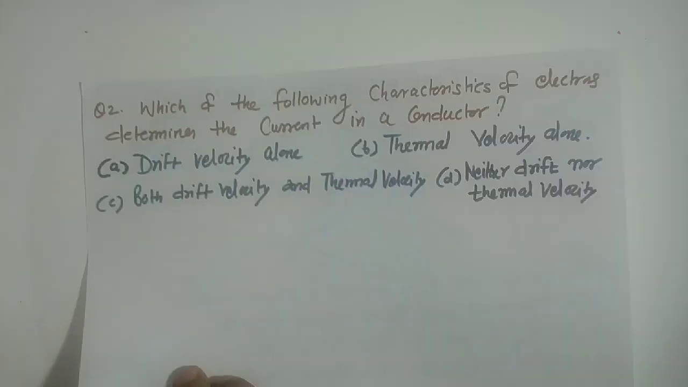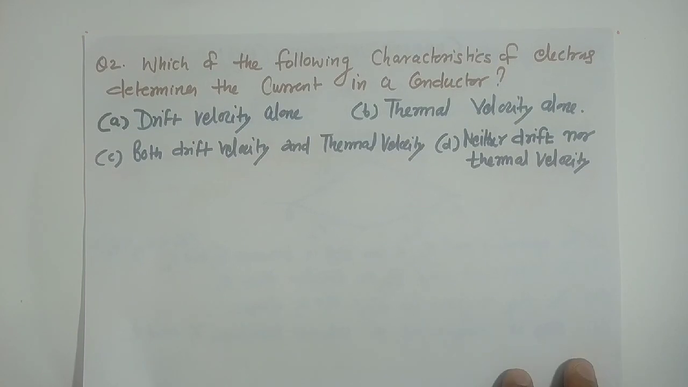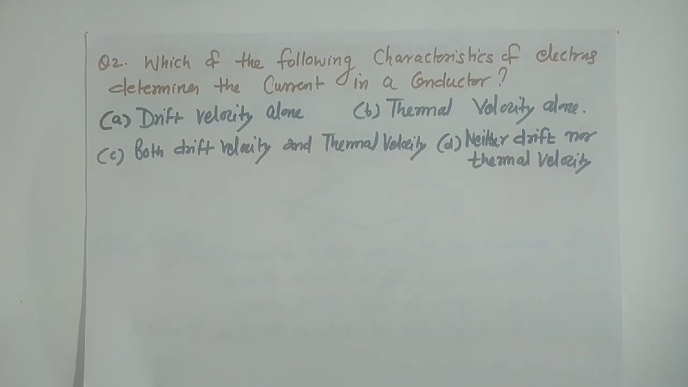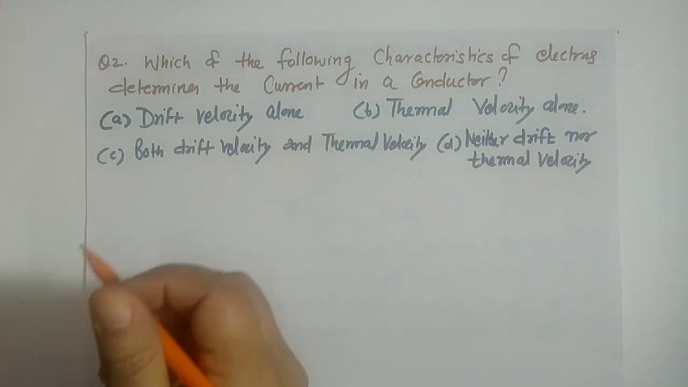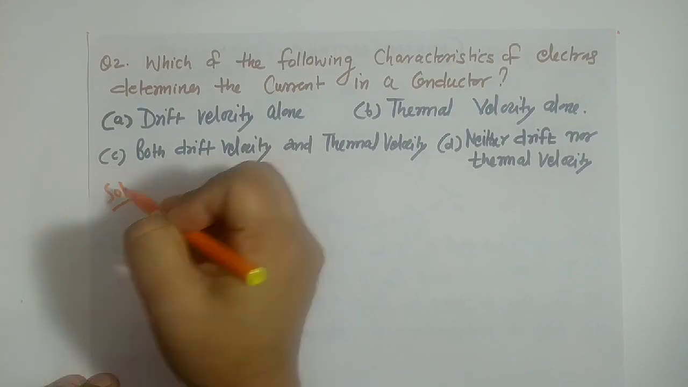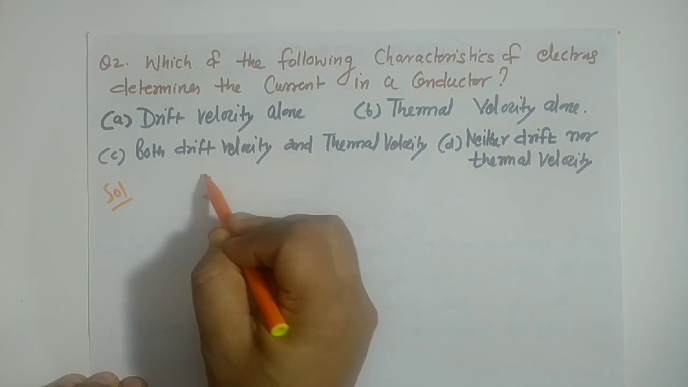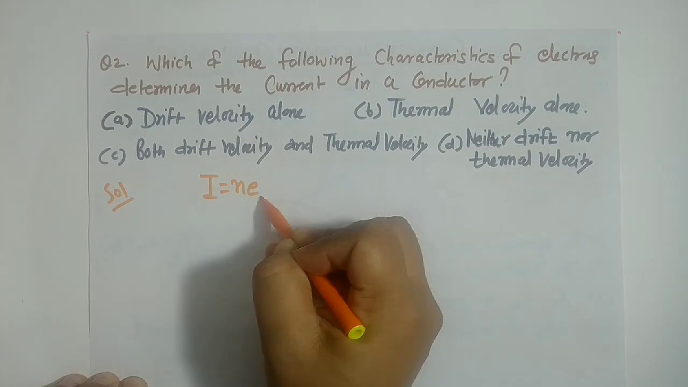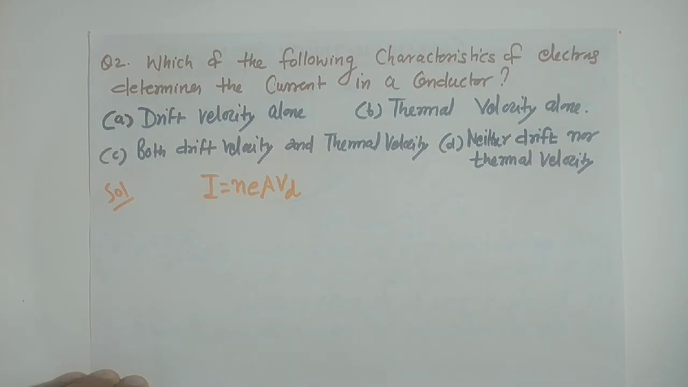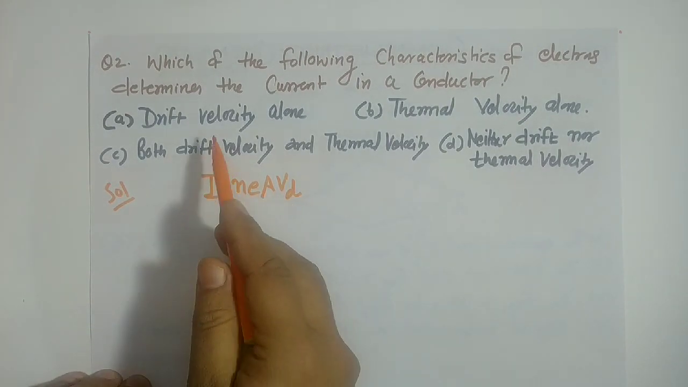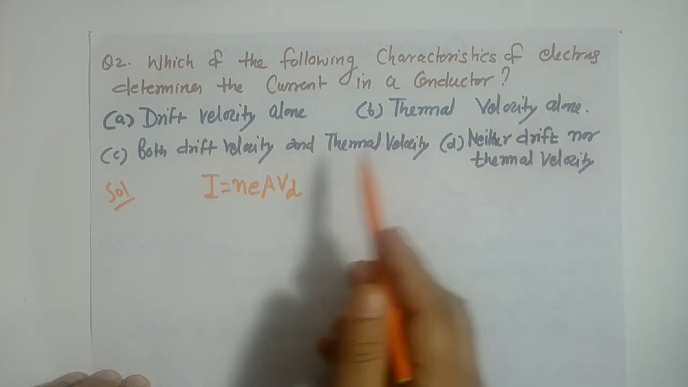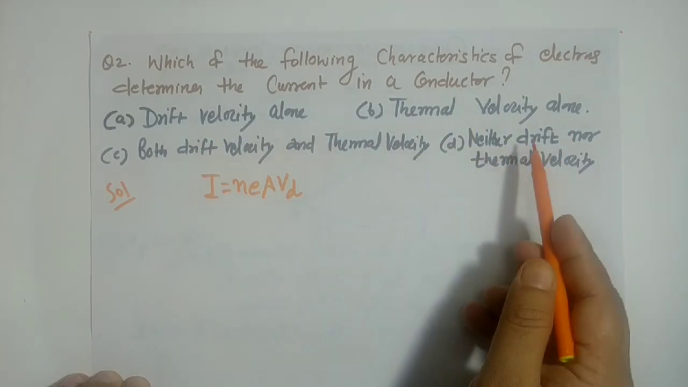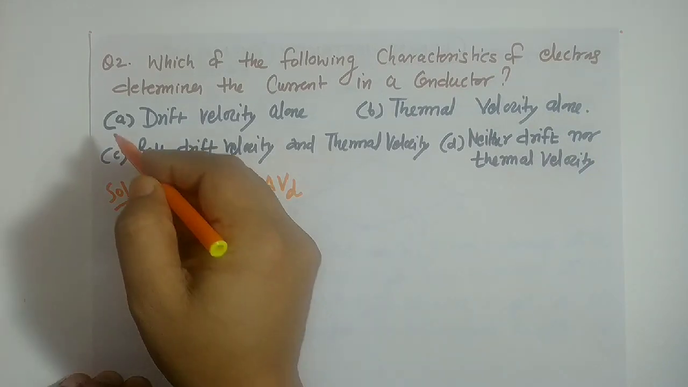Now, question number 2. Which of the following characteristics of an electron determine the current in a conductor? Very simple. Current in a conductor, I think all of you know, I is equal to neAvd. So you need drift velocity alone, thermal velocity alone, no. Both drift velocity and thermal velocity, no. Neither drift velocity nor thermal velocity. So the first is the answer.